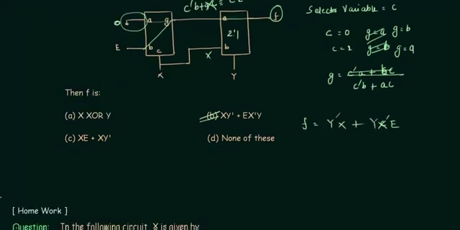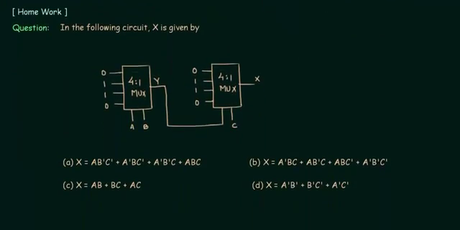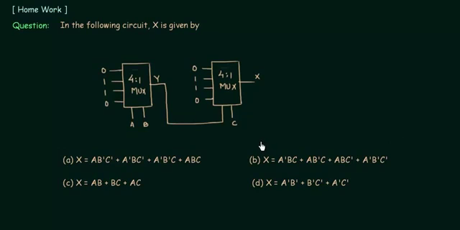Now there is a homework problem for you. This is the homework problem, and you have to find out the value of X in this case. So solve this problem right away. You have done enough of the multiplexers and it will be a good practice for you. And post the answer in the comment box. You can post the option number A, B, C, D.